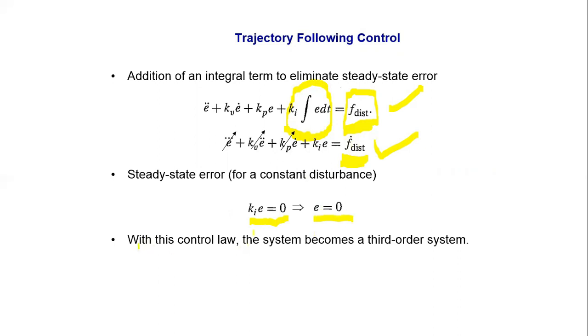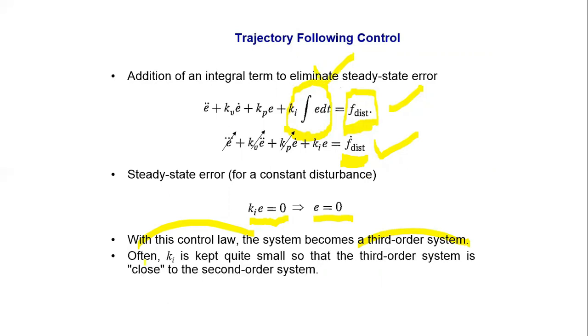With this control law, the system becomes a third order system if you apply an integral term. To make this third order system very close to a second order system, we keep the value of ki very small. If you use a very small value of ki, your system will behave like a second order system, although it has become a third order system after applying this integral term.